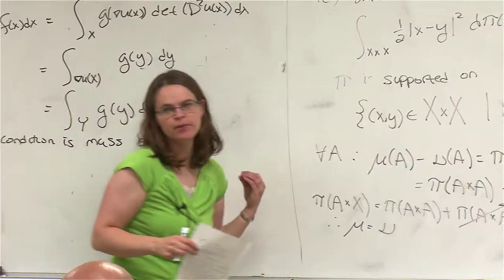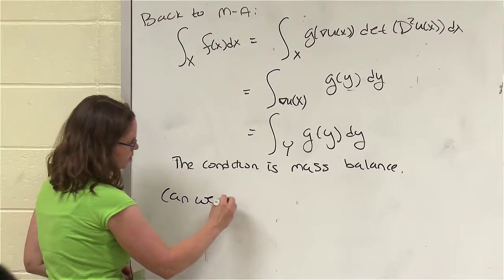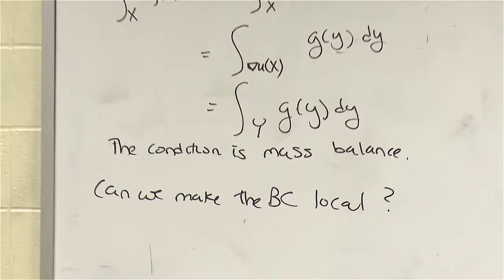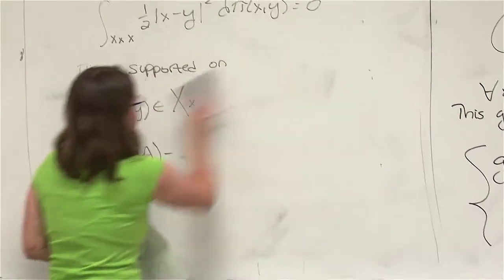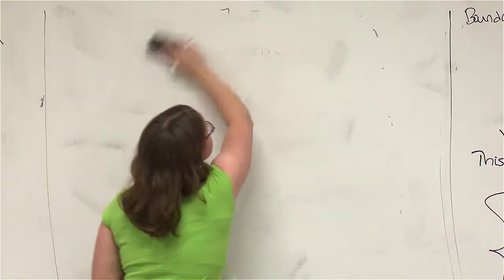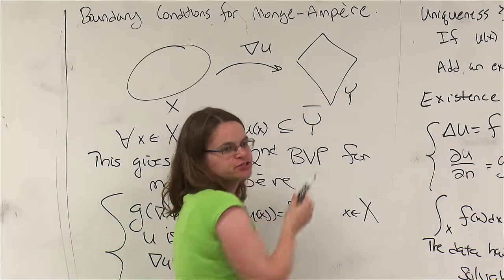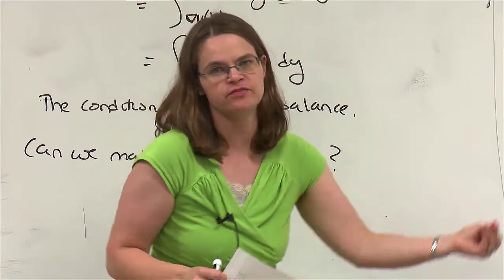But what about this weird boundary condition? Can we make it look more like a sort of local condition on the boundary? So can we make the boundary condition look local? Maybe we'll take a couple iterations, but I'm going to start by saying, let's introduce a defining function for this target set. This is a function that's going to signal to us whether we're inside the set, or whether we're outside the set, or whether we're on the boundary of the set.